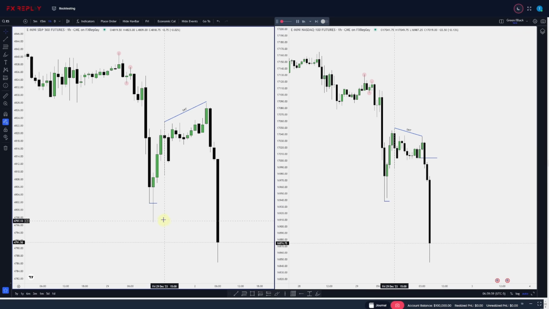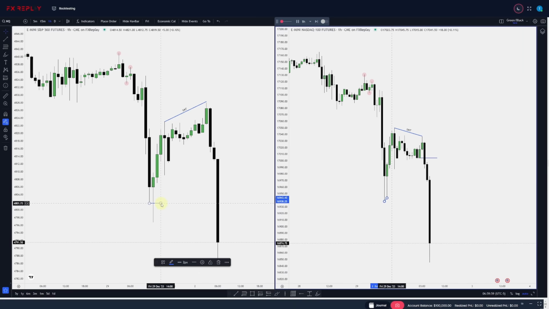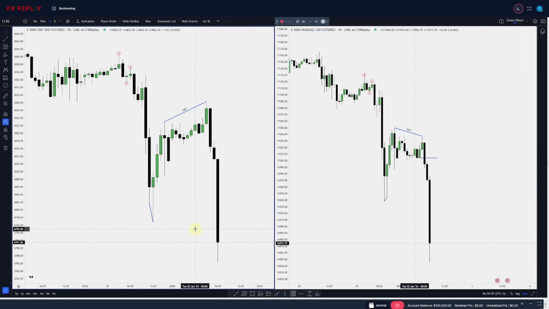You see how on ES, we go and take this low here. On NASDAQ, we do not. That is going to be a lower time frame SMT. Let's drop down to the 5-minute chart.